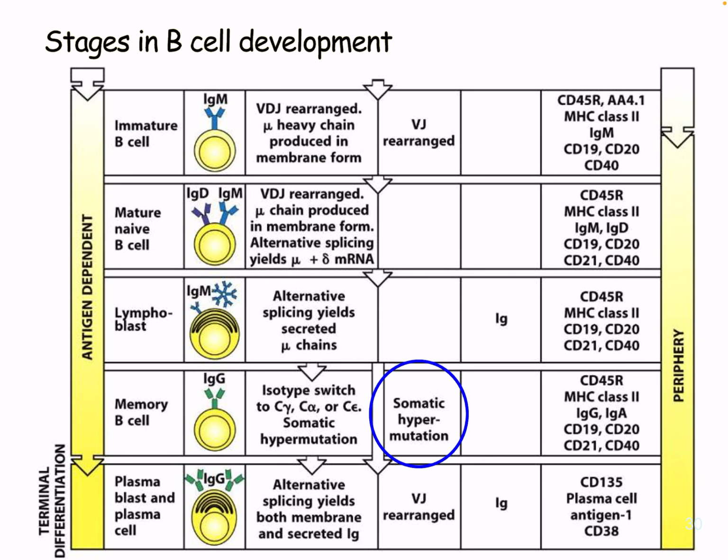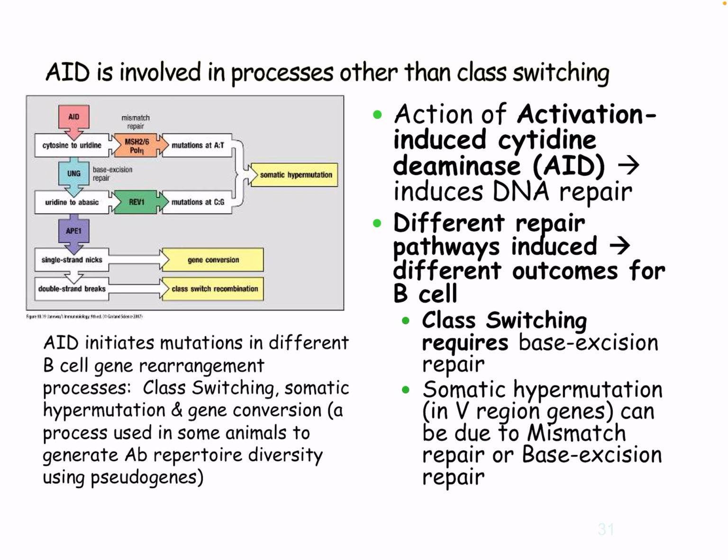So now we're going to take a look at somatic hypermutation. So AID is also involved in processes other than class switching. So again, it also induces DNA repair. And there are different pathways which induce different outcomes for the B cell. So we have our class switching, which requires base excision repair, but also somatic hypermutation, which can be due to mismatch repair or base excision.